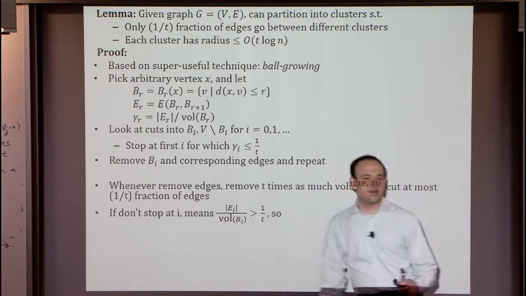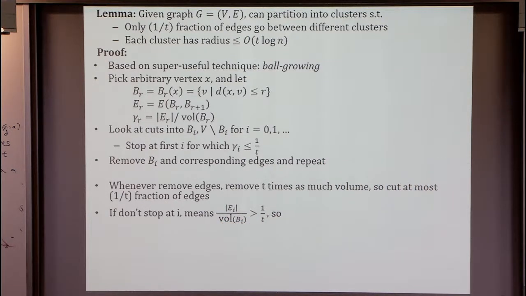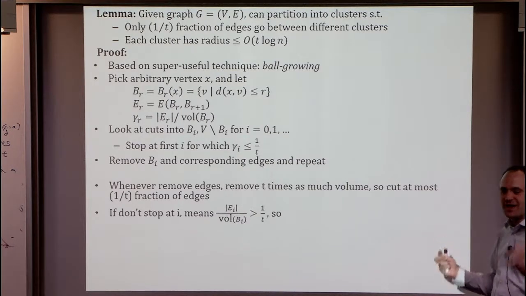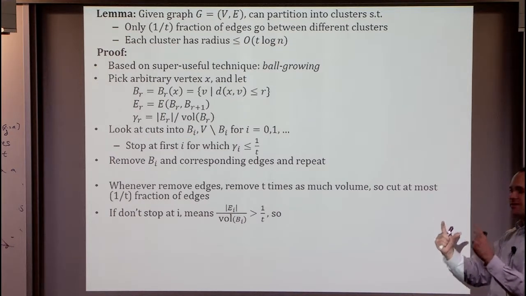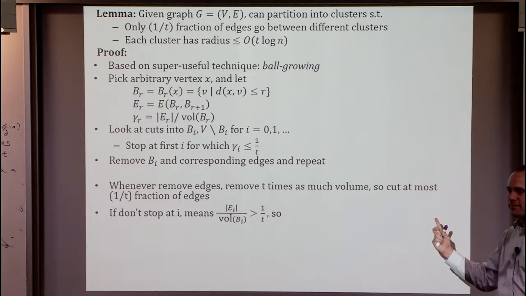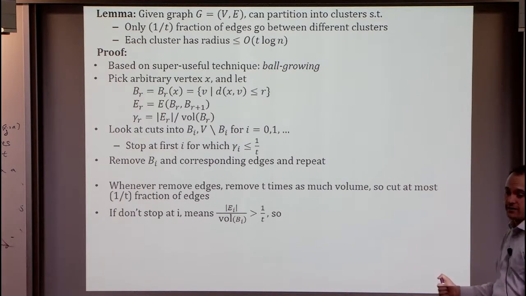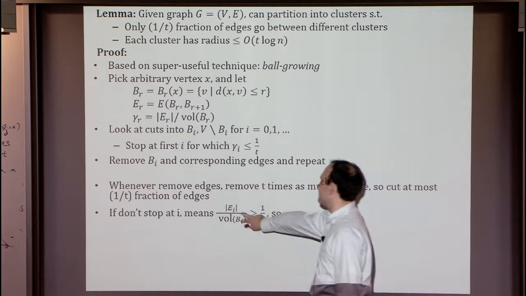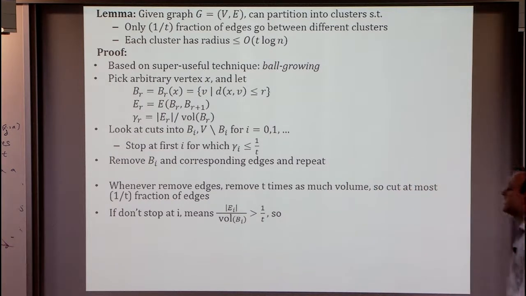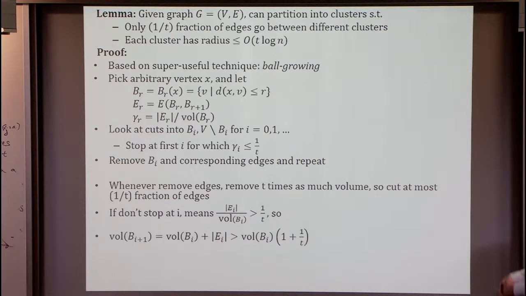So the idea is, what does it mean that I kept going? What does it mean that I increased my radius by 1? It meant that actually I got a lot more edges when I grew the ball. Because if the volume didn't increase a lot when I grew the ball one more step, then that would have meant there weren't too many edges leaving the ball, and I would have had a sparse cut. So if I don't stop, that means E_i over volume of B is at least 1 over t. And so in particular, it means that the total volume when I added these new edges goes up by 1 plus 1 over t.